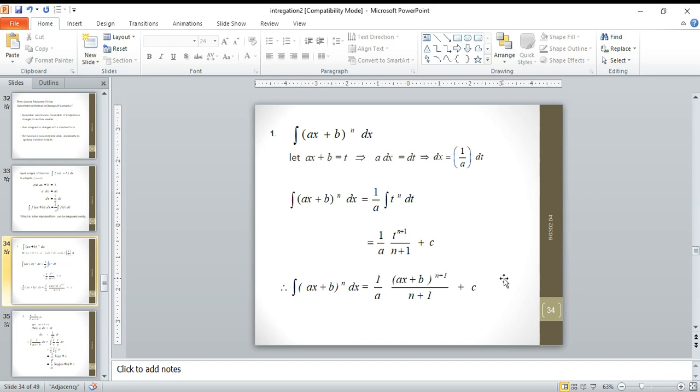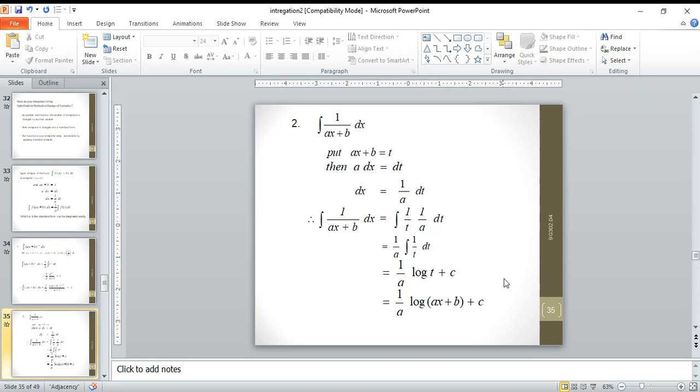Next, integration ax plus b whole power n dx. Let ax plus b equal to t. The derivative of ax is a into dx, the derivative of b is 0, and the derivative of t is dt. So a into dx equals dt, and dx equals 1 by a dt. So integration ax plus b whole power n dx equals 1 by a integration t power n dt. The answer for t power n is t power n plus 1 by n plus 1 plus c. Applying the t value, integration ax plus b whole power n dx equals 1 by a into ax plus b whole power n plus 1 by n plus 1 plus c.